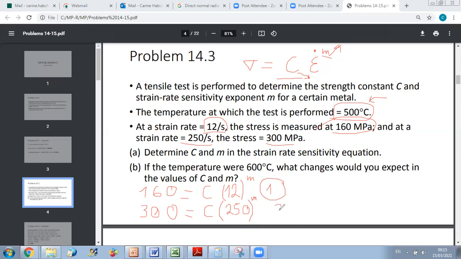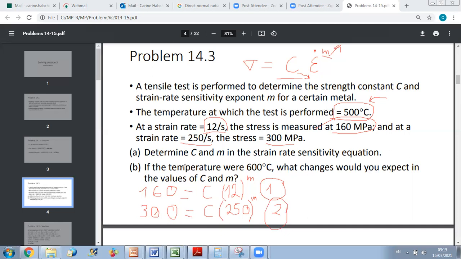And now all I have to do is to calculate C and M. So first, for example, to calculate M, I can divide equation 2 by equation 1. C will be eliminated, and I transform it to a linear equation. I get the value of M. Then I replace in one of the two equations. I get the value of C. Okay. So this is how I can find the two unknowns C and M.